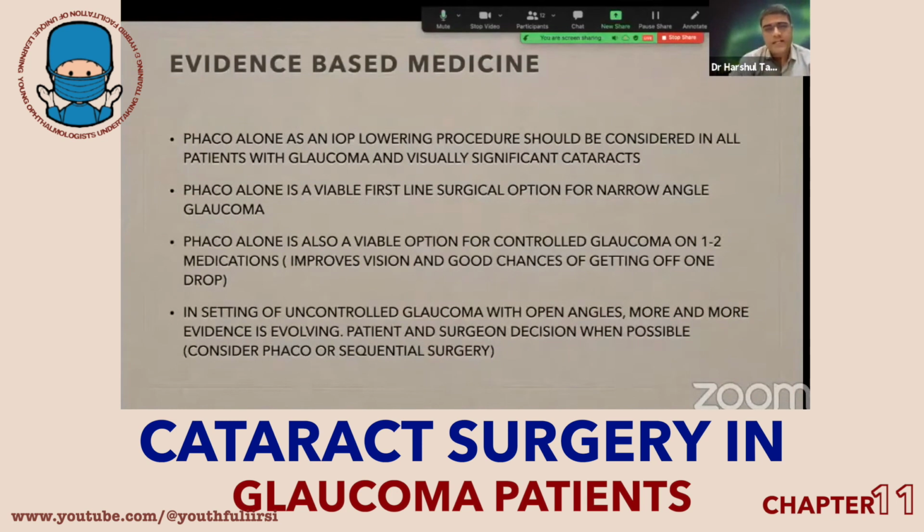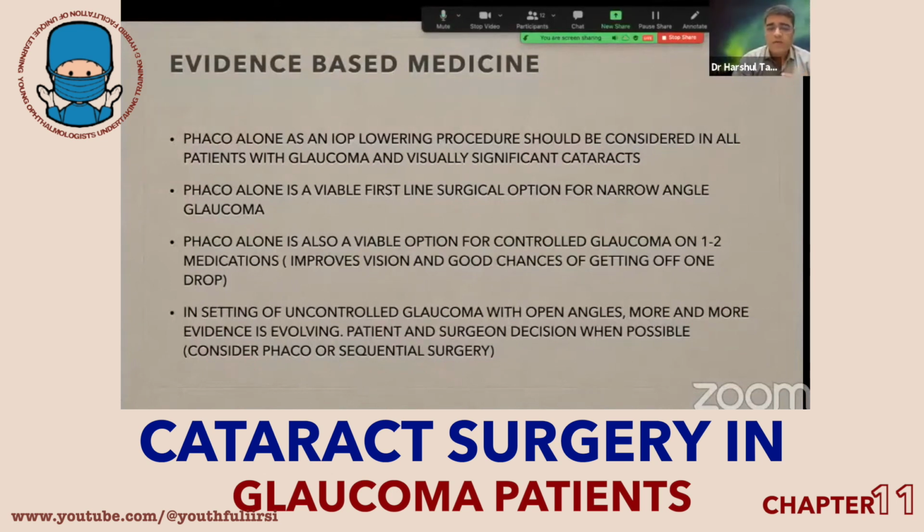So what evidence-based medicine teaches us is that phaco alone as an IOP lowering procedure should be considered in all patients with glaucoma and visually significant cataracts. And phaco alone in itself is a viable first-line surgical option for narrow-angle glaucoma. And phaco is also a viable option for controlled glaucoma on 1 to 2 medications. It improves vision and there is a good chance of getting off one drop also.